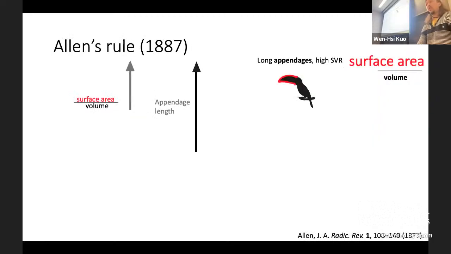30 years later, Joel Allen expanded on the same fundamental logic here, but instead of focusing on body size, he focused on appendage length. So appendages, stuff like arms, legs, tails, ears. And he identified that here as appendages get longer, the surface area to volume ratio can increase because the surface area increases faster than the volume does when an appendage gets longer.